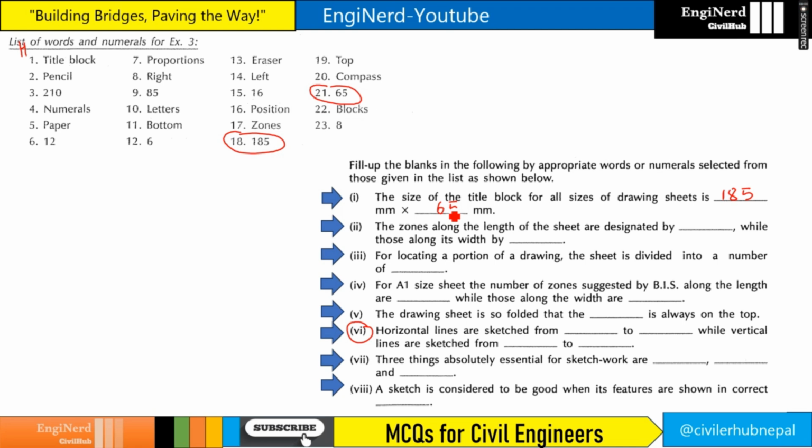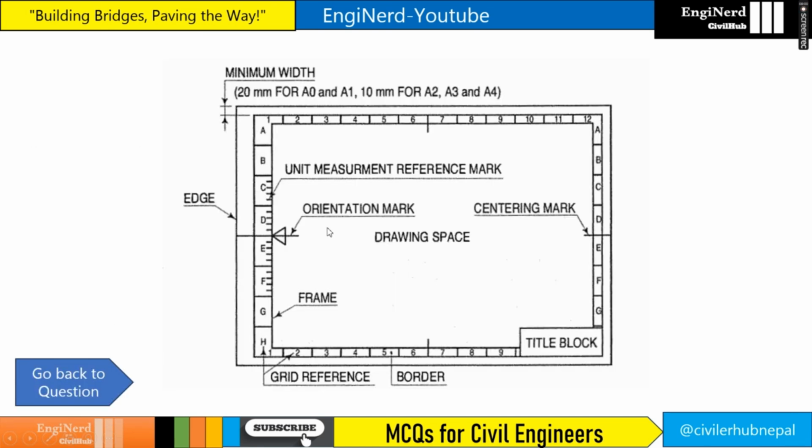Next question, the zones along the length of the sheet are designated by. The sheet is divided into different zones, and they are designated by numerals and alphabets. So along the length and along the width, what are they designated with? Let's see. Along this particular length, numerals, right? And along this width, it's letters, right?